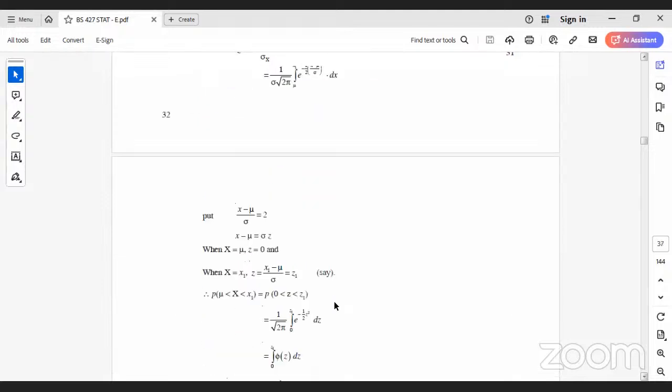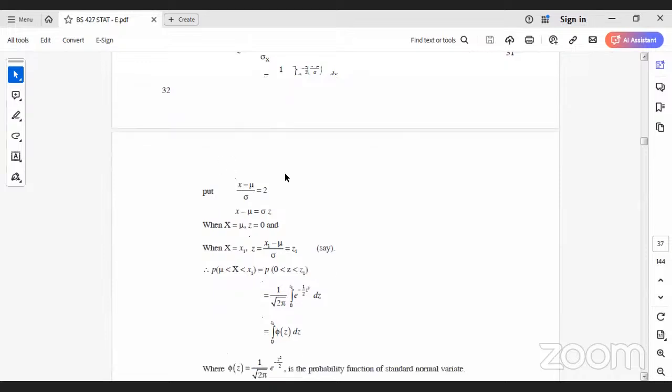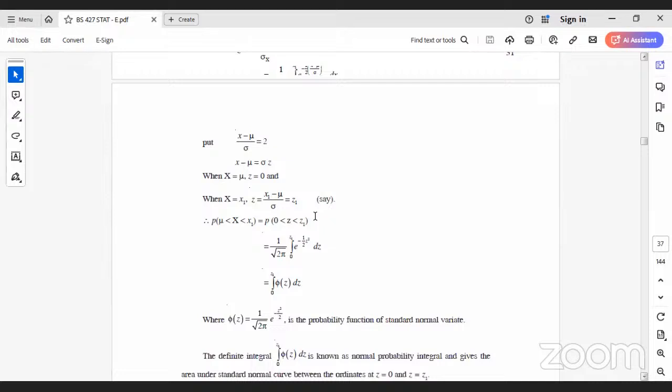So (x minus mu) by sigma squared is equal to (x minus mu) by sigma is equal to 2. So therefore, cross multiplication, x minus mu is equal to sigma. At x equal to mu, z is equal to 0. Let x is equal to x1 we are taking here, and z is equal to (x minus mu) by sigma, z1. So what is the condition we are taking here? Mu less than capital X less than x1, that is P of 0 less than Z less than z1.